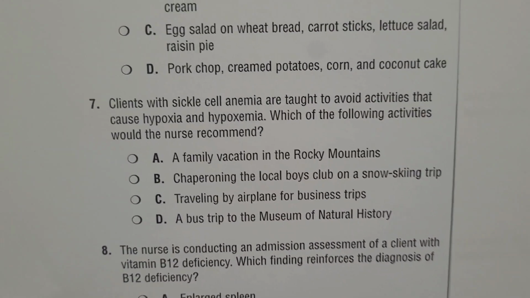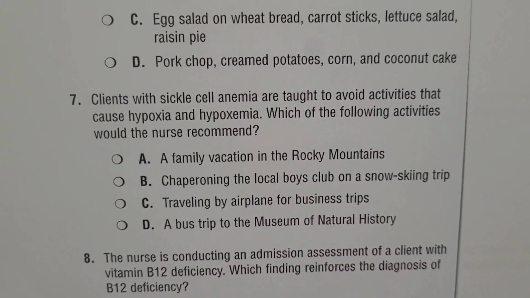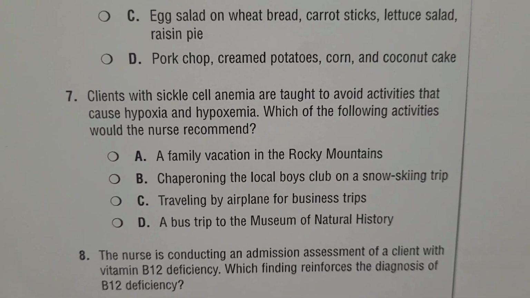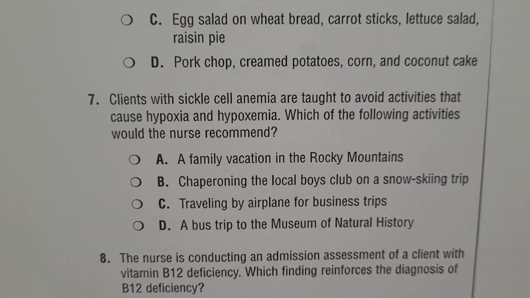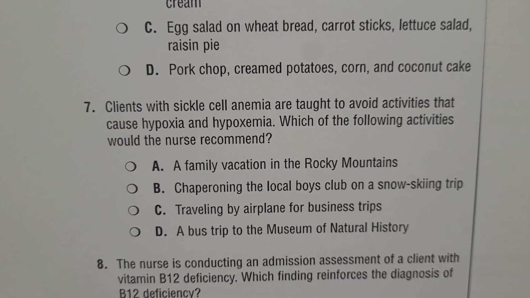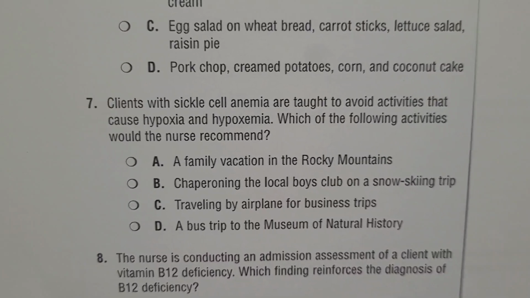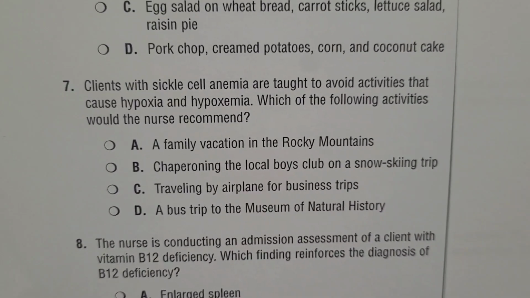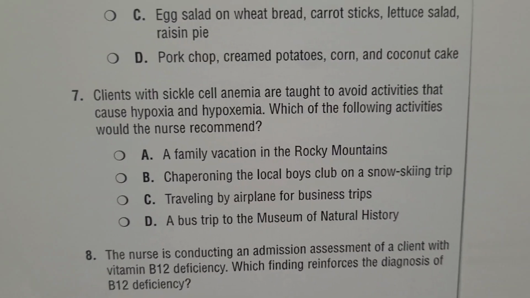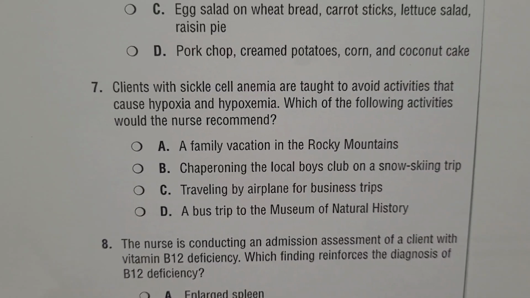So this is incorrect. Chaperoning the local boys club on a snow skiing trip is also not good for the patient because it can also cause hypoxia and hypoxemia. So this is incorrect. Traveling by airplane for business trips is also not good because it can cause a sickling episode. And on the snow skiing trip, the cold environment is not good for the sickle cell crisis patient. Always keep the patient warm, that is comfortable for the patient. And C, as I told you, traveling by airplane can increase the sickling episode. So this is also not good.